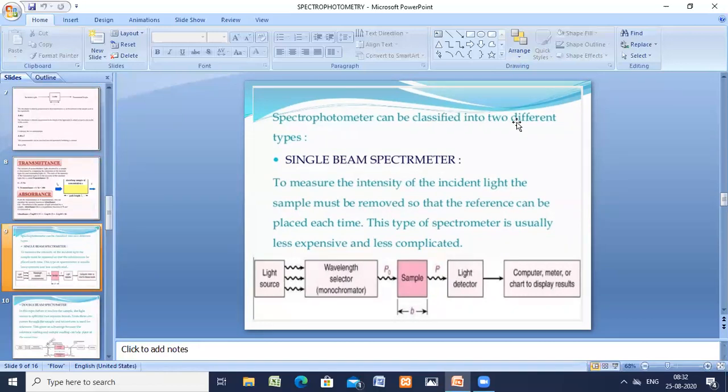Spectrophotometer is classified into two different types: single beam and double beam spectrophotometer. The single beam we are having, that is the first one. So Beer's law is employed in the quantitative analysis of chemical substances. If the solution is colored, the instrument employed in such accurate colorimetric or photometric analysis is called a photometer. The instrument employed in accurate colorimetric and photometric analysis is called a spectrophotometer.